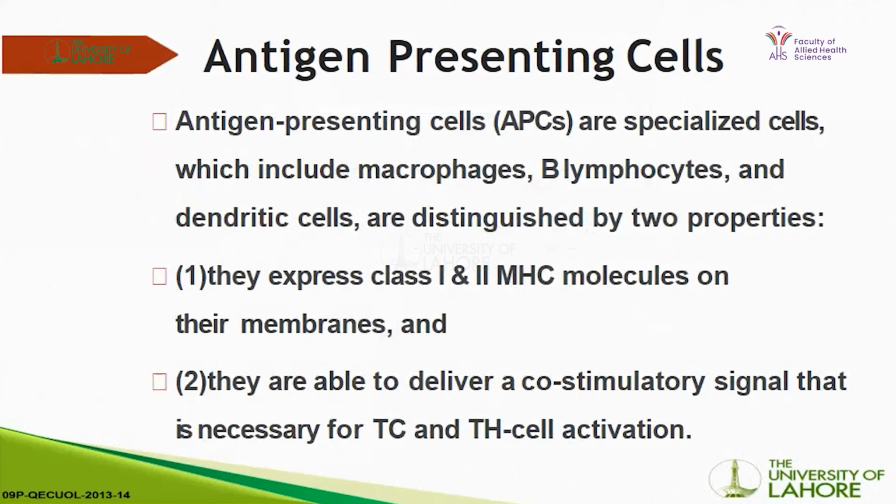Antigen presenting cells, so there are different antigen presenting cells. Antigen presenting cells are specialized kinds of cells which include macrophages, B lymphocytes and dendritic cells. These antigen presenting cells can be distinguished by two properties. One is the MHC molecule class 1 and class 2. Basically there are two classes of MHC, major histocompatibility molecule: one is the class 1 molecule and the other is the class 2 molecule. The other property on which we can distinguish the antigen presenting cell is the co-stimulatory signals that are necessary for the cytotoxic T cell and helper T cell activation.